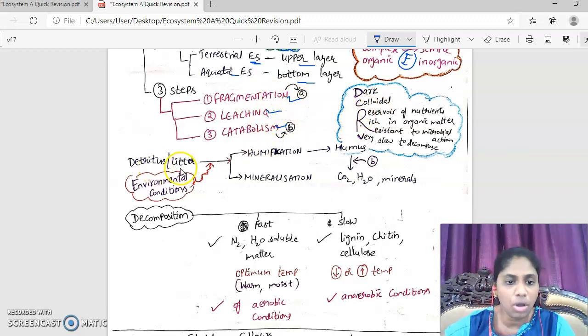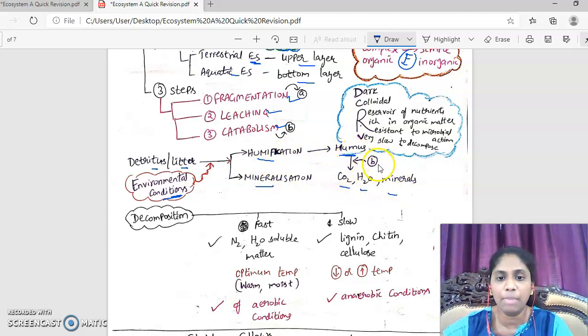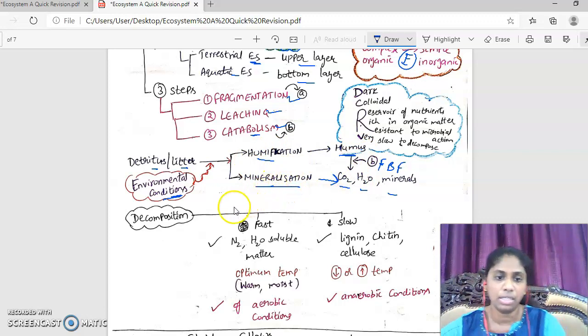Now, detritus and litter, with the help of environmental conditions, decompose, and then the process has two important things again: humification and mineralization. The formation of humus is humification, and humus is then converted into carbon dioxide, water and minerals with the help of B. What is B? This B is otherwise catabolism. The F, fungi, bacteria, flagellates do this job. Then the process of converting humus into these minerals is called mineralization.